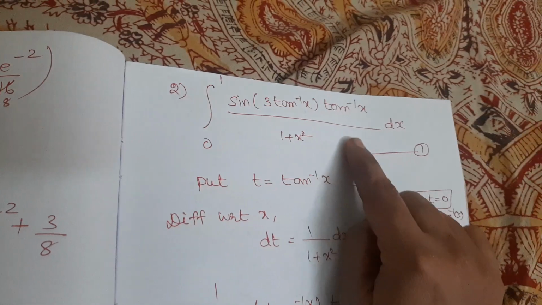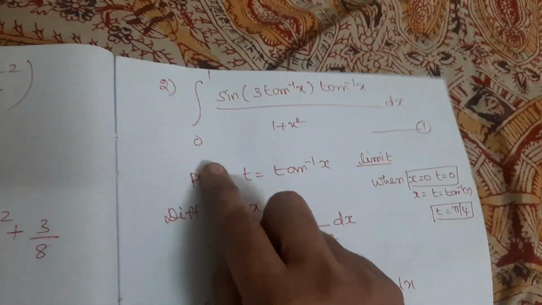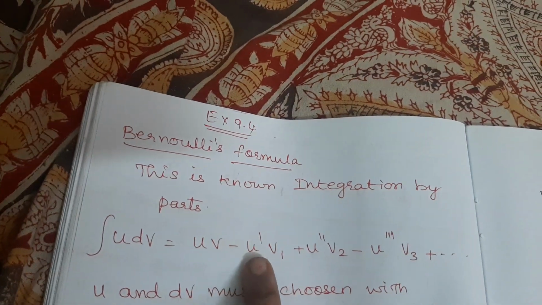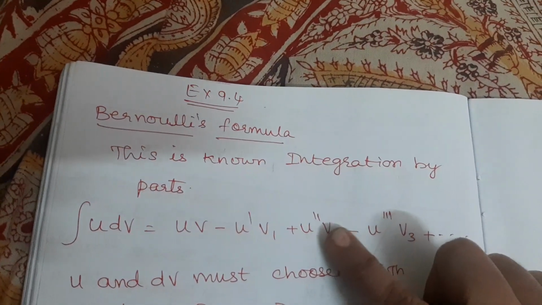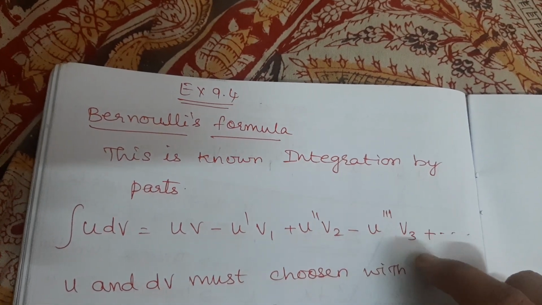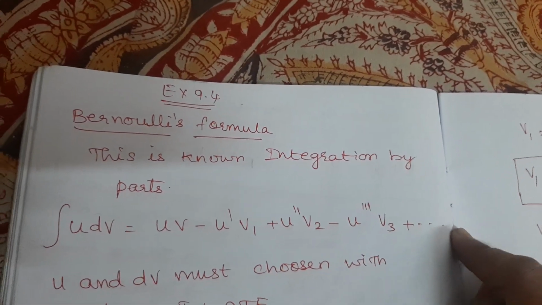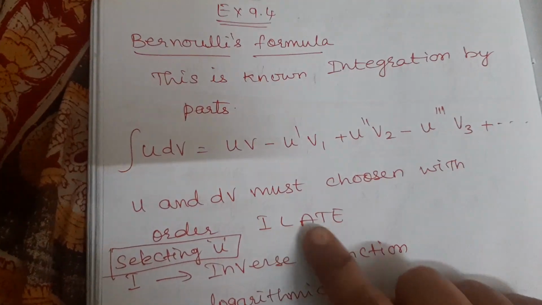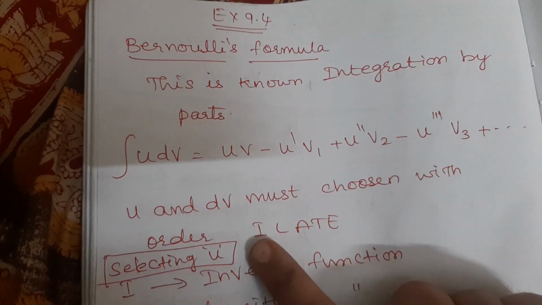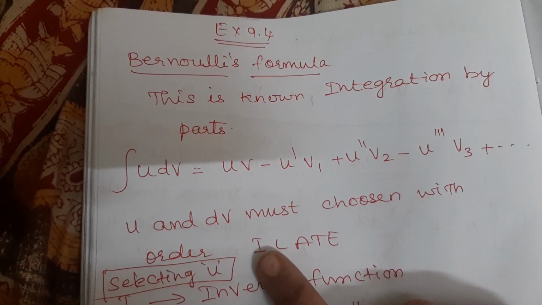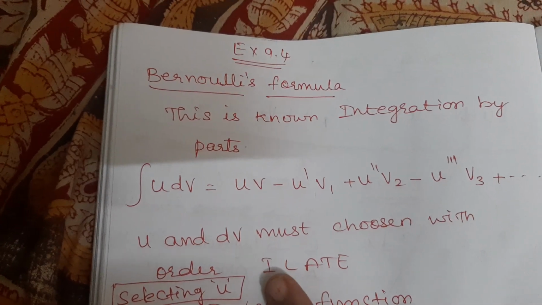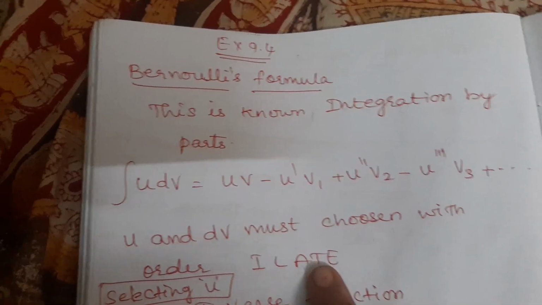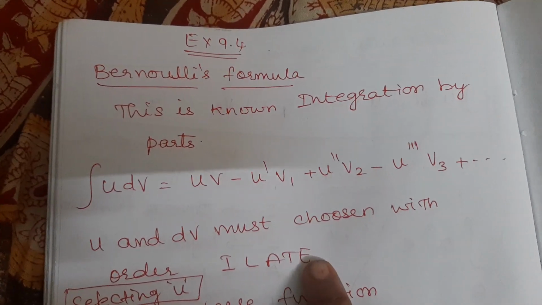In this Bernoulli's formula I told you already, the integral of u dv is equal to uv minus u dash v1 plus u double dash v2 minus u triple dash v3, and it goes on up to infinity. So this u should be taken with the ILATE rule: the priority to choose u is inverse function, logarithmic function, algebraic function, trigonometric function and exponential function.